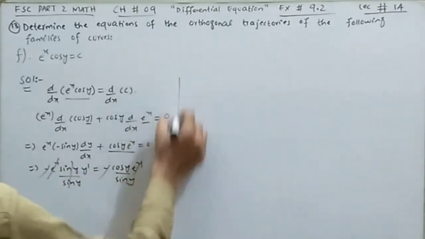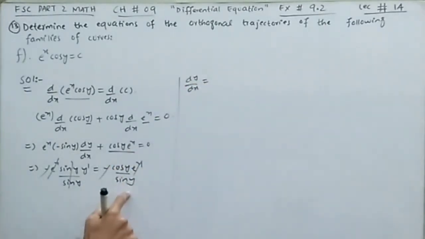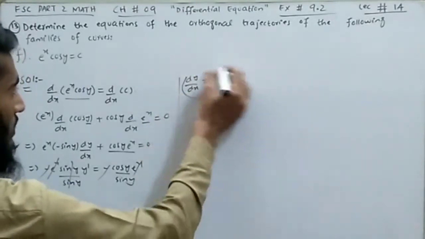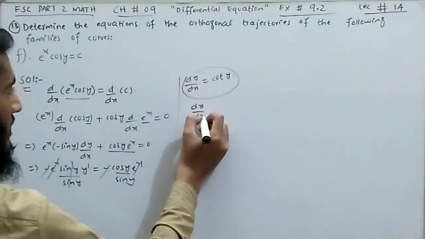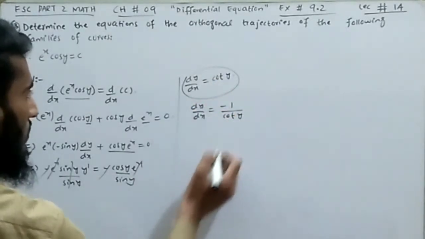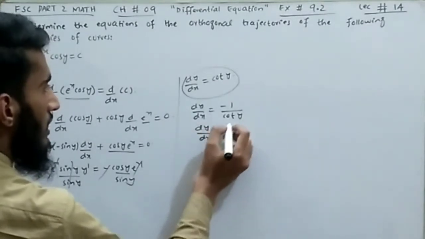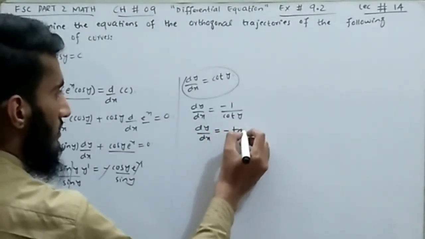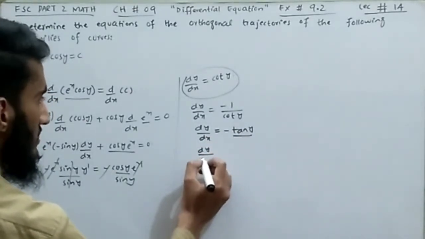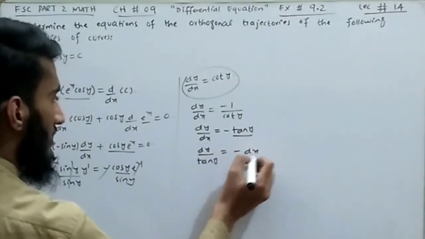So the ratio, which is actually dy by dx, is equal to cos by sine, which gives us cotangent y. Now finding the orthogonal derivative, dy by dx is equal to minus 1 over the original derivative, which is cotangent y. So dy by dx will give us minus 1 over cotangent y, which is tangent y. Shifting tangent y to this side, it becomes dy upon tangent y. Shifting dx to the right hand side, it becomes negative dx.